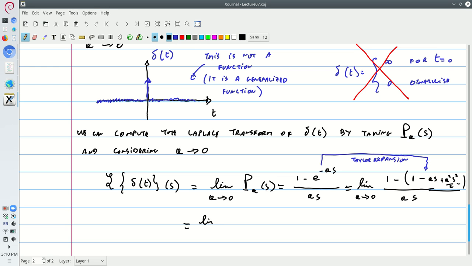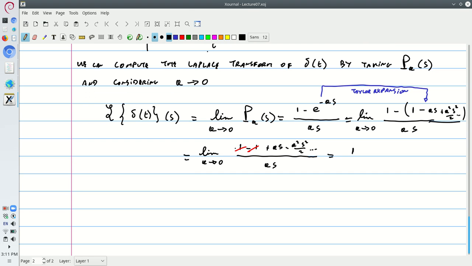So this is again given by the limit when a goes to 0 of 1 minus 1 plus as minus a square s square divided by 2 and other terms, divided by as. It happens that 1 and 1 cancel each other out, so we are left with as. All these other terms are powers of higher order in a, so when a goes to 0 they go to 0. The only thing we are left with is as divided by as, so this is equal to 1. So what have we learned?